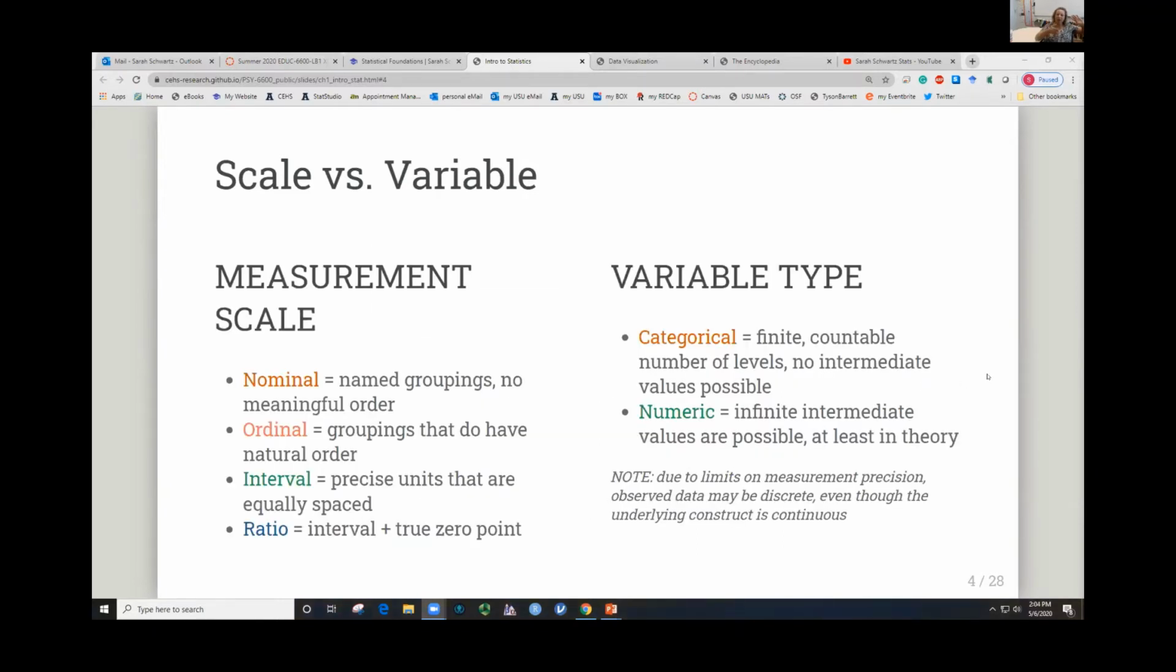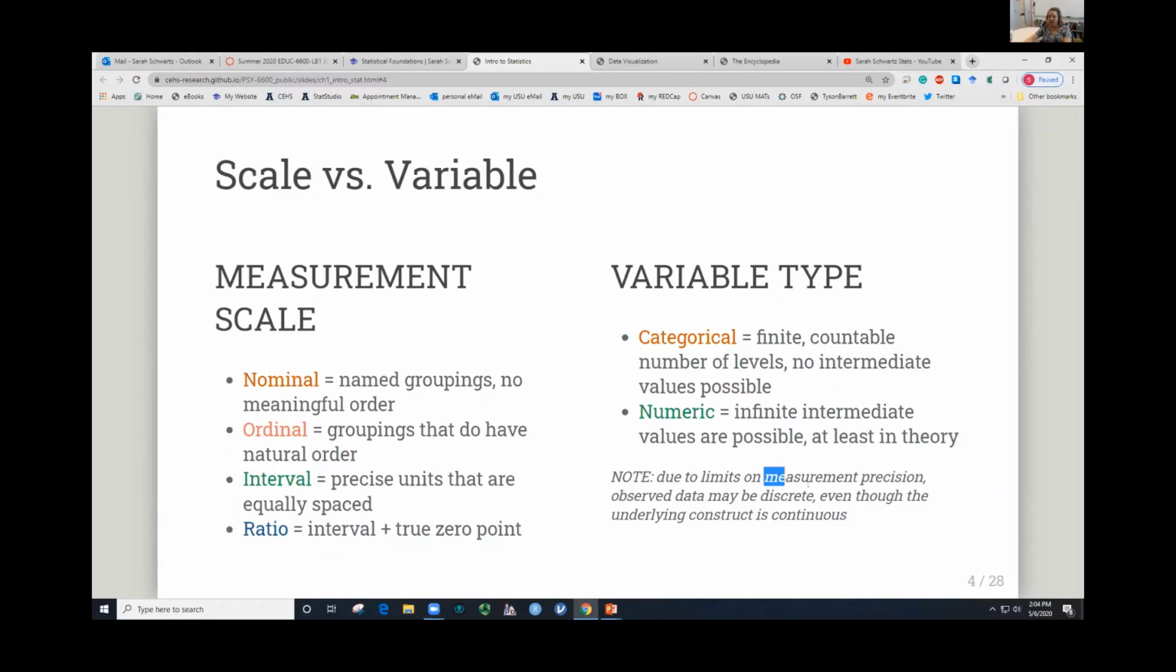A lot of times we make the distinction for categorical variables that they're nominal or ordinal, whether the categories have order or not. But usually with a numeric variable, we don't really make that distinction in day-to-day statistics between interval and ratio. We just treat it as if it's both most of the time.